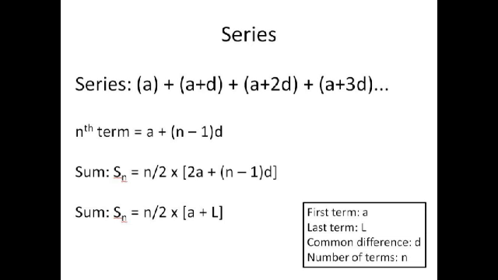There are two ways of calculating the sum of a series. So there's n over 2 times (2a plus (n minus 1)d), and n over 2 times (a plus l), and from that we can gather that 2a plus (n minus 1)d is equal to a plus l, where a is the first term, l is the last term, d is the common difference, and n is the number of terms.